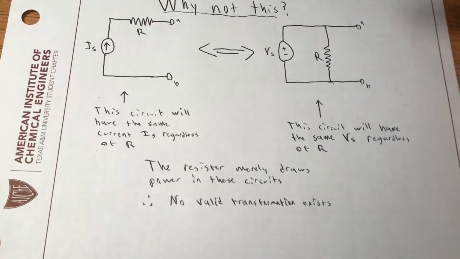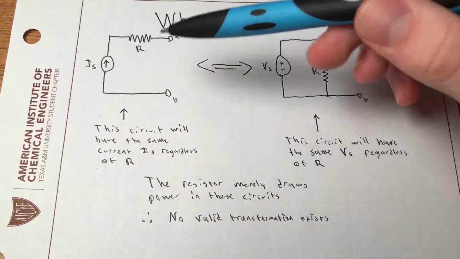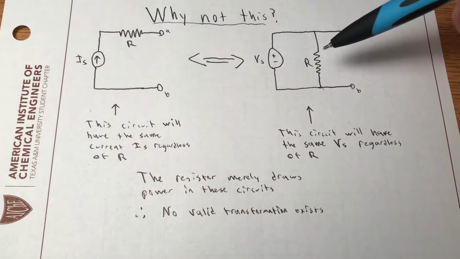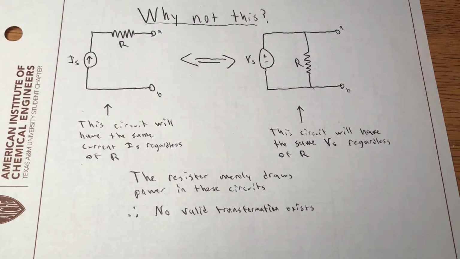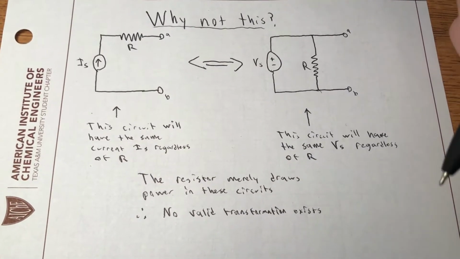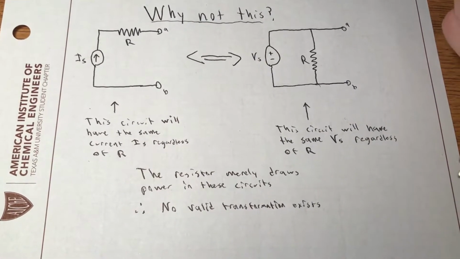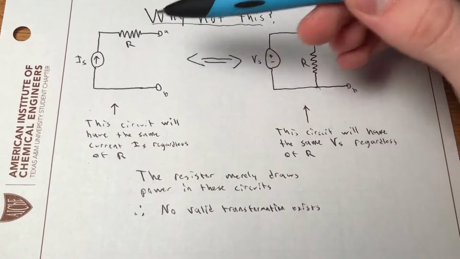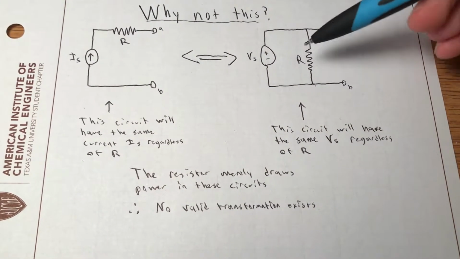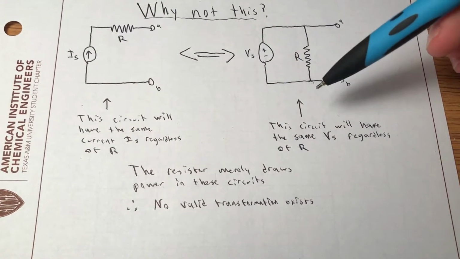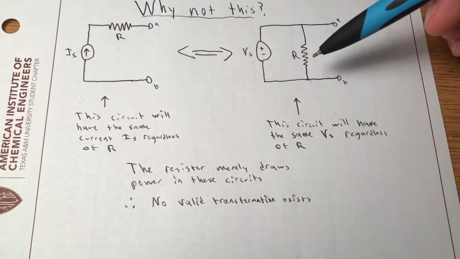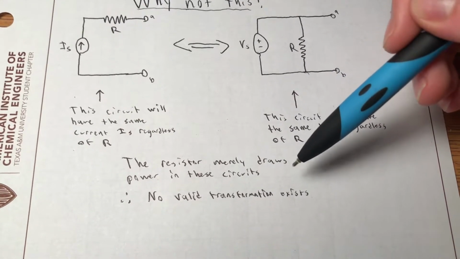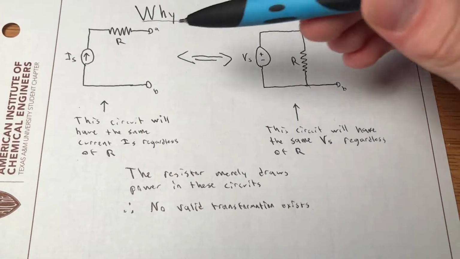So why doesn't the other form work, where you have a current source with a resistor in series and a voltage source with a resistor in parallel? Well, other than the fact that the equations with the load across that we just saw wouldn't work, this circuit will have the same current regardless of this value of R. And this circuit will have the same voltage across terminals A and B regardless of the value of the resistor R as well. Basically, the resistor merely draws power in these circuits, so there's no valid transformation between the two.